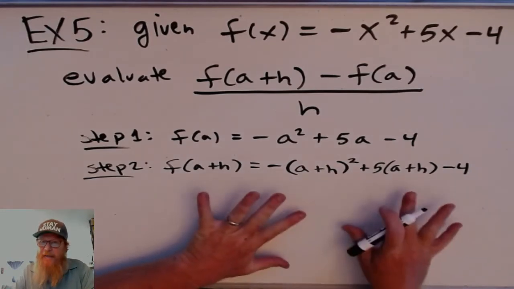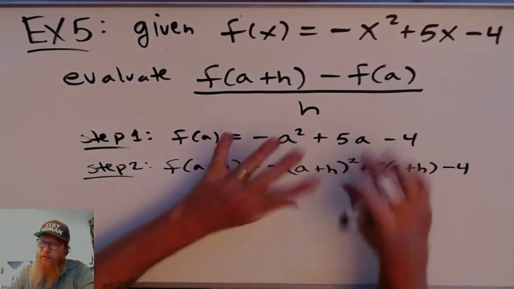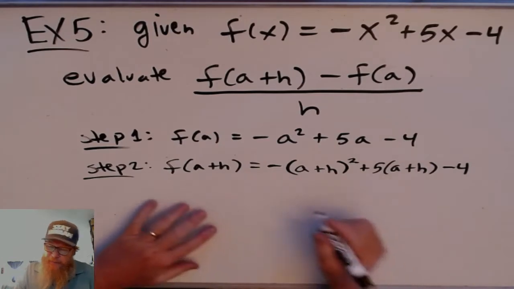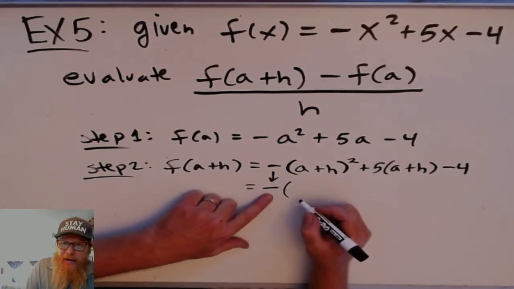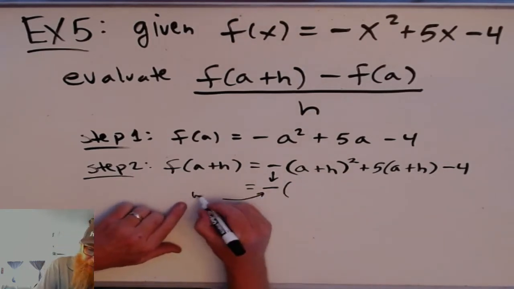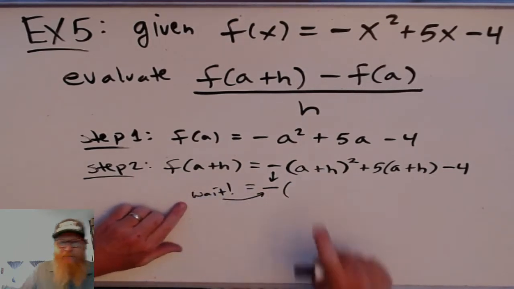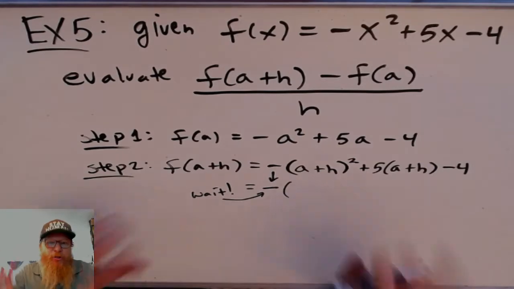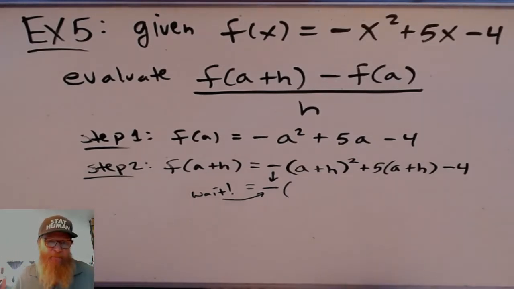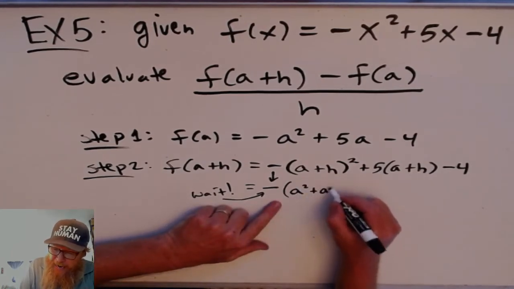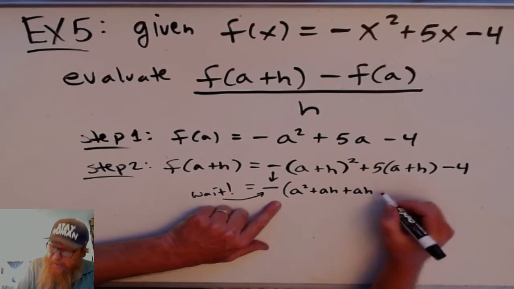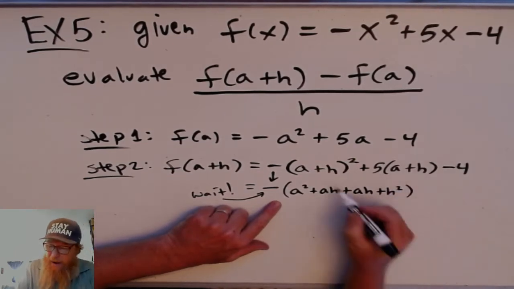Now, step 2 takes a little work. Step 1 is always quick. Step 2 takes a little longer. Make sure you wait on this negative sign. All right, wait. If you put that negative sign in now, you will get the wrong answer every time. Every single time it'll be wrong. So do it the long way. a squared plus ah plus ah plus h squared.